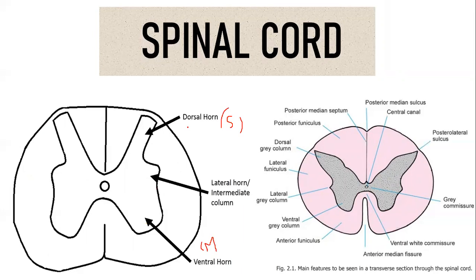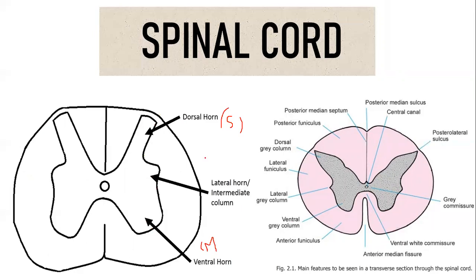You have three horns in a spinal cord: dorsal horn, lateral horn, ventral horn. Dorsal horn is concerned with sensory, ventral horn is concerned with motor. Since we are dealing with motor pathways, whatever tracts or pathways that we are going to see are going to come and terminate in this ventral horn, and from this ventral horn only it goes to the effector. Okay, next some more important structures.